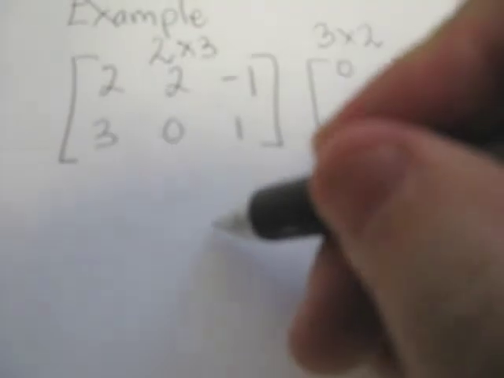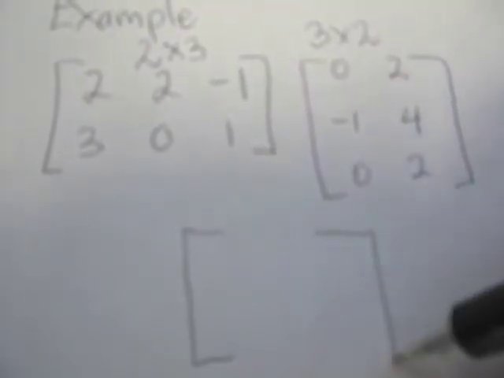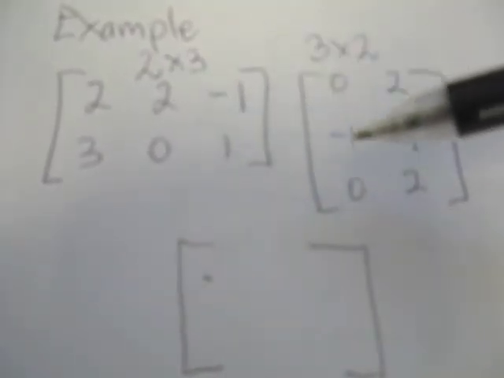Now the resulting size of the matrix when we do that product is going to be the outside numbers, which will be a 2 by 2. Right, so let's put down a 2 by 2 matrix, and let's work through the entries. So the first entry here is going to come from this row by this column. So we multiply each corresponding entry and add them up.